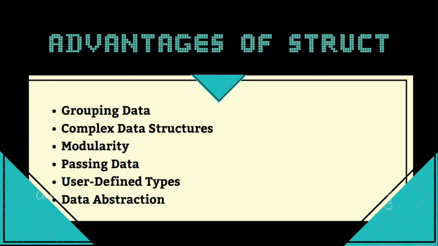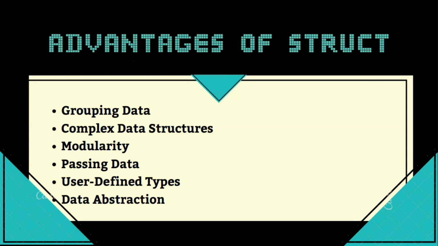We use struct in C for the following reasons and advantages. Struct allows us to group different variables of various data types under a single name, enabling us to organize related data together efficiently. It helps in creating complex data structures by combining different data types into a single entity, making it easier to manage and manipulate data. Struct facilitates modularity in programming by encapsulating related data and operations within a single unit, enhancing code readability and maintainability.